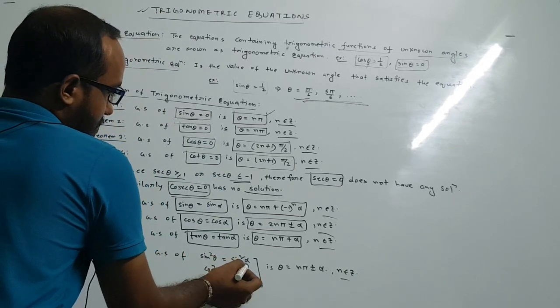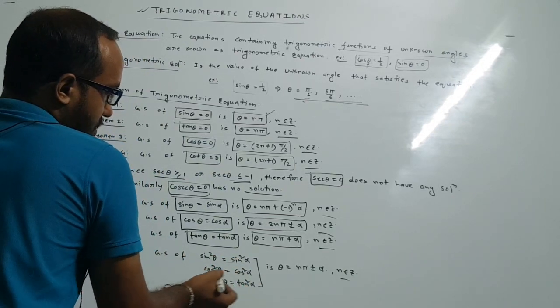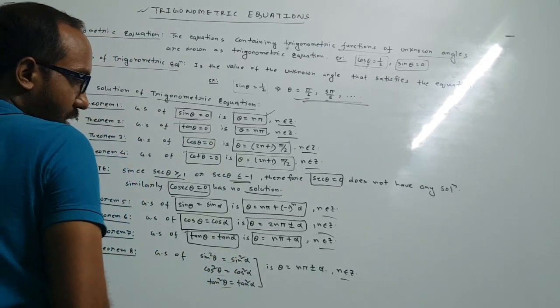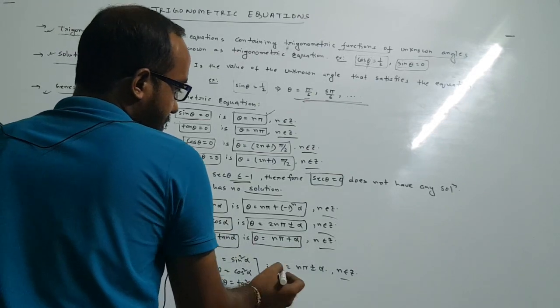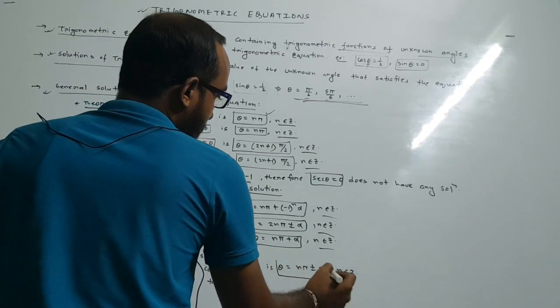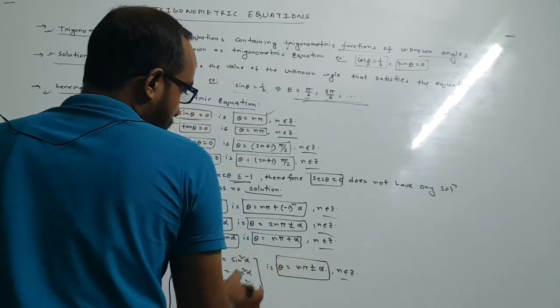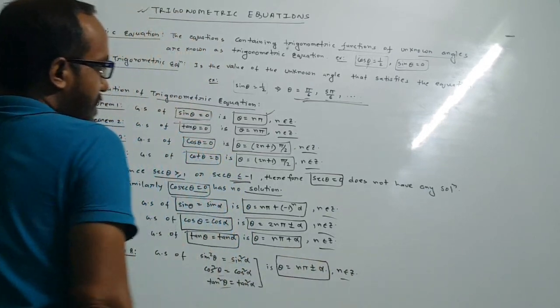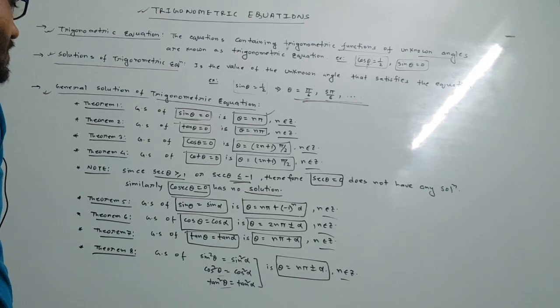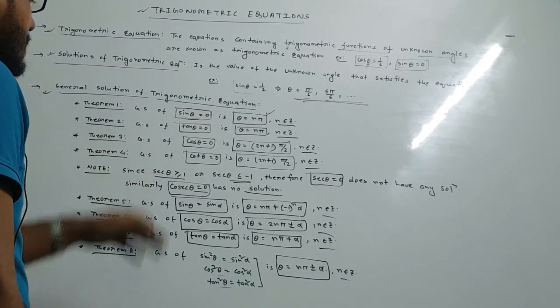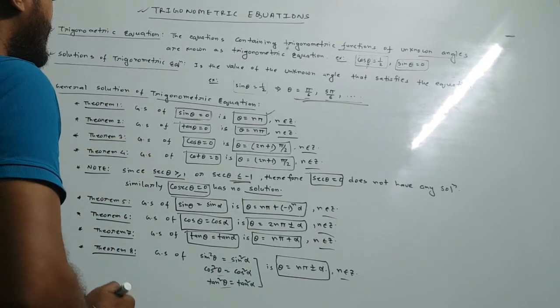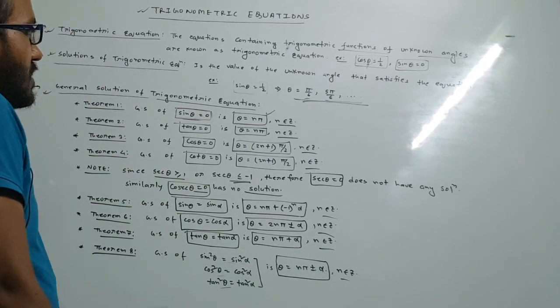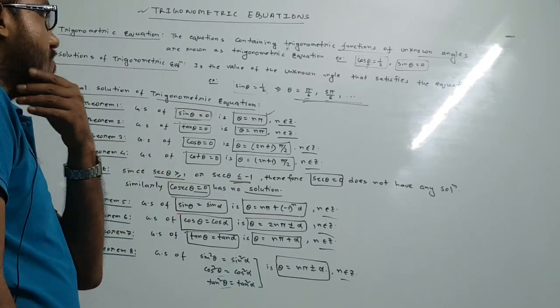If sin square theta equals sin square alpha, or cos square theta equals cos square alpha, or tan square theta equals tan square alpha, all these three have the same general solution, which is theta equals n pi plus or minus alpha. Remember these theorems, because this is extremely important in order to solve trigonometric equation problems. Now we will see some problems related to trigonometric equations.